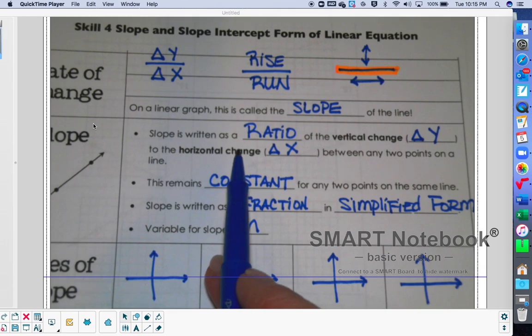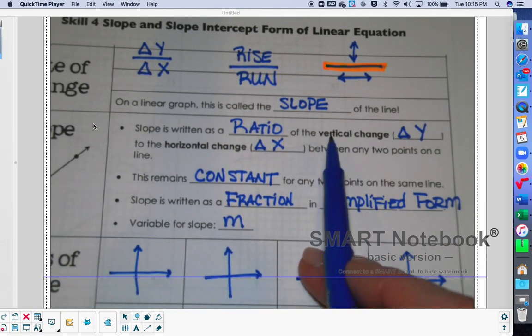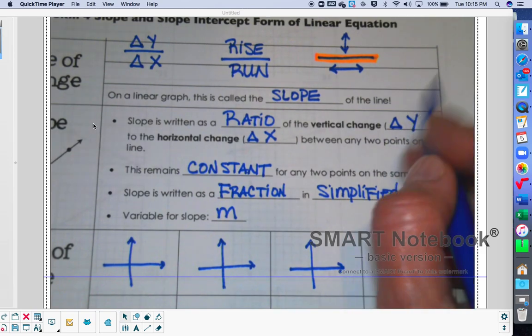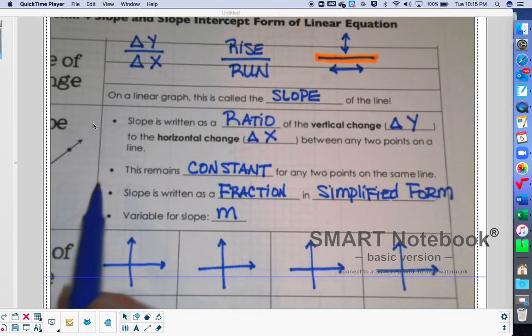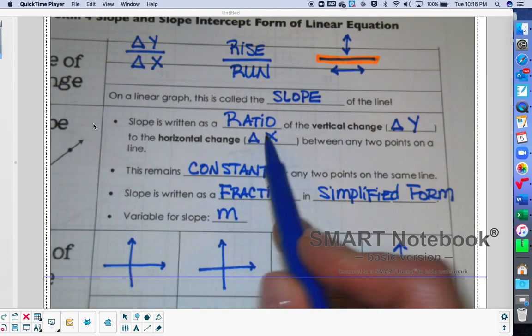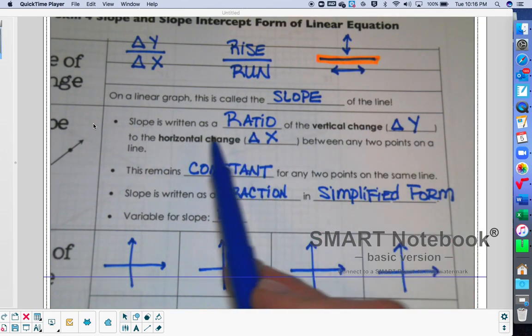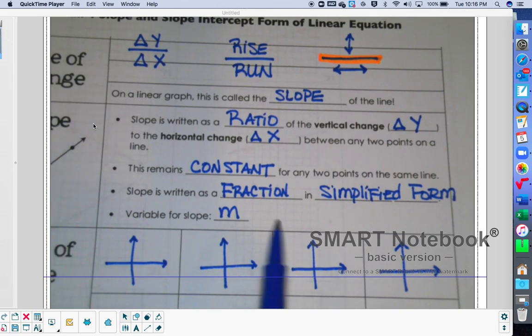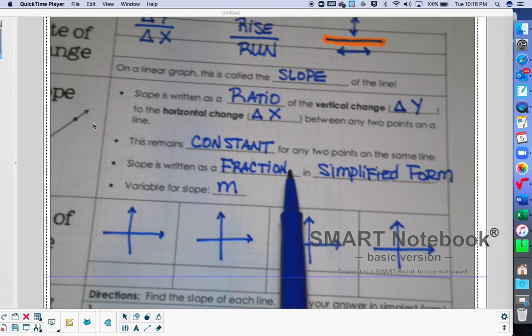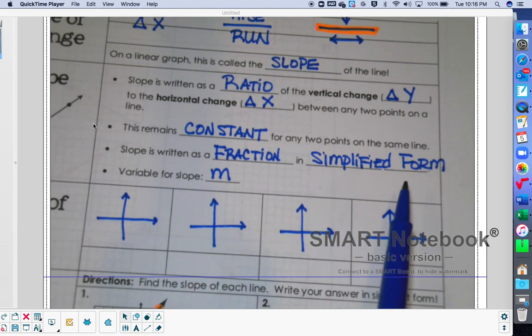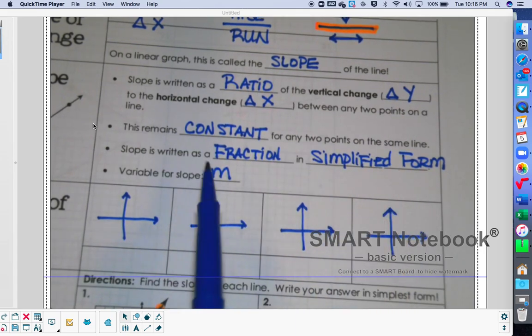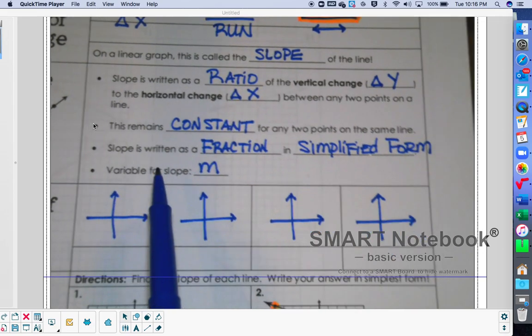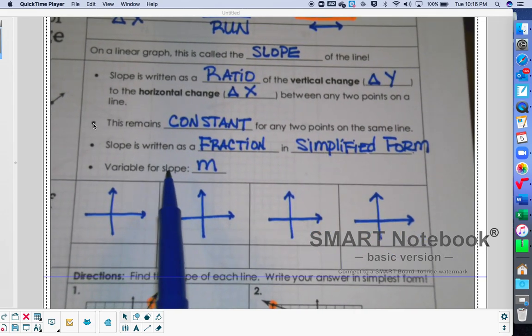And slope is always written as a ratio. And it's written as a ratio of the vertical change, and I'll use my little symbol, my delta, change in y, to the horizontal change, the change in x. So it's the ratio of the vertical change to the horizontal change between any 2 points on a straight line. And this rate of change remains constant between each point that would occur on the line. Slope is written as a fraction, and it's always written as a fraction given in its most simplified form. And the lowercase letter m is the variable that represents slope in linear equations and linear functions.